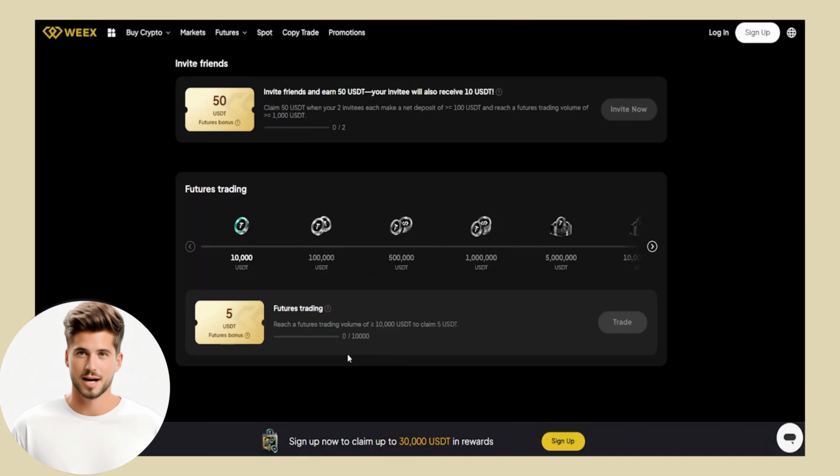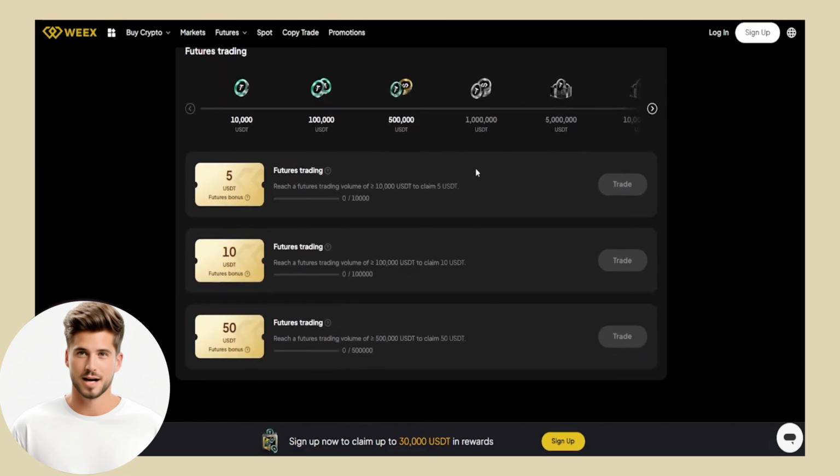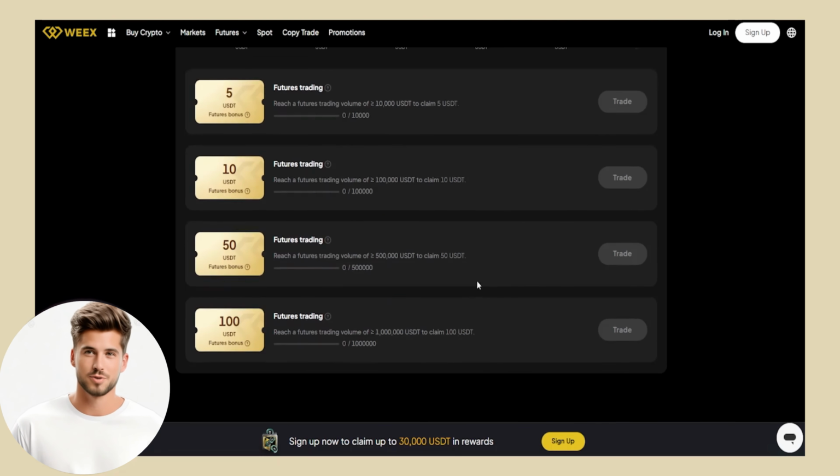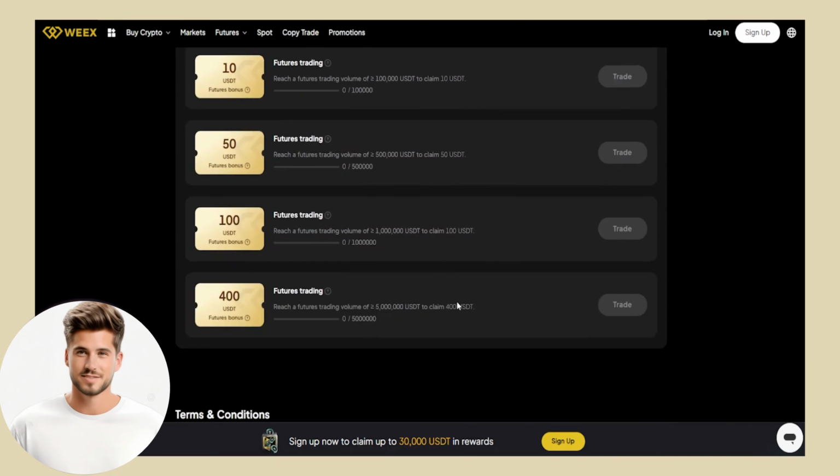If you reach 5 million, you actually get 400 USDT more. If you reach 10 million USDT trading volume, you get 800 USDT. And if you reach 30 million, you get 1500 USDT. So you have a bunch of terms and conditions, rules, and requirements.